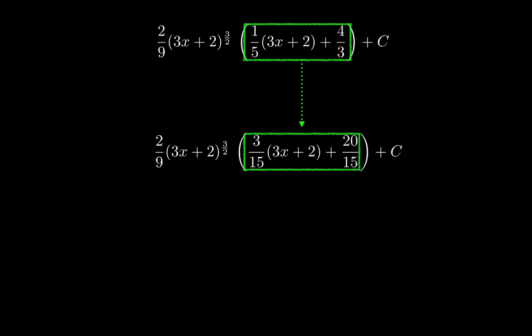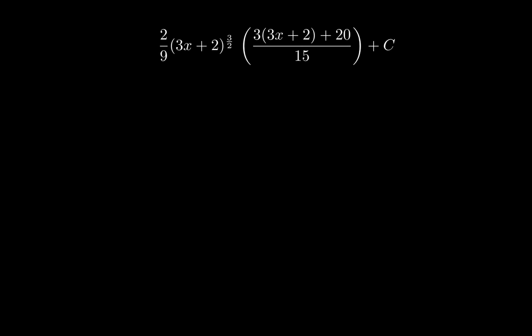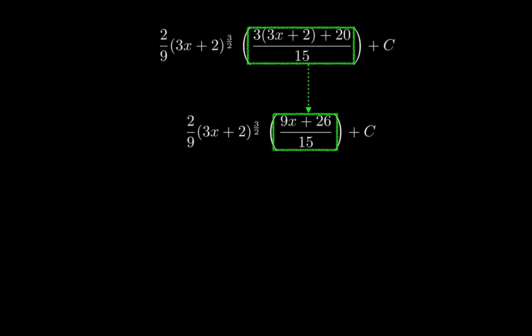So for the first fraction, 1/5, I have to multiply by 3 top and bottom. And for the second fraction, 4/3, I'm going to multiply by 5. And so those are the fractions that you see there now. So everything now is in common denominator 15. So I can just go ahead and put everything under one common denominator. So I have the fraction 3 times (3x plus 2) plus 20, all divided by 15. And I can simplify the top of that fraction. So distribute that 3, and then add 20. So I get 9x plus 26, all divided by 15.